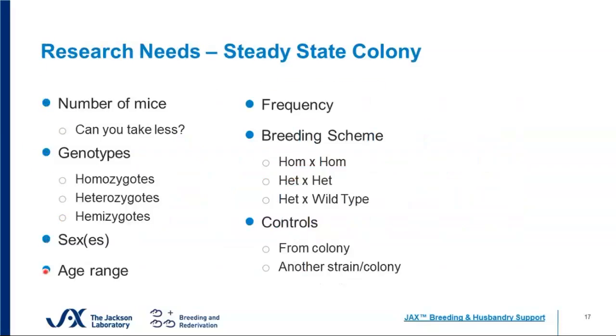And then what kind of age range of mice you need, how frequently you need them, what your breeding scheme is going to be. You're breeding homo by homo to get 100% homozygotes, breeding het by het to get, assuming 25% homozygotes, et cetera. And then also what your controls are. Are you getting them from the same colony, or are you getting from another strain or another colony?